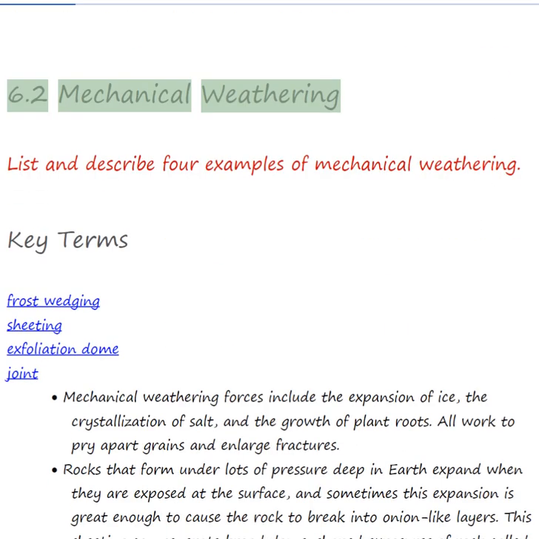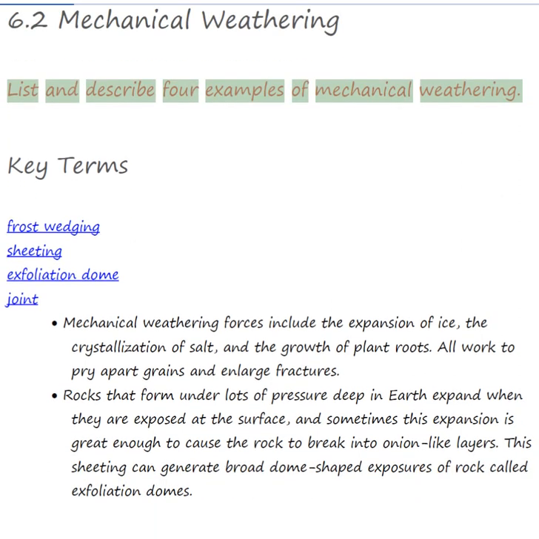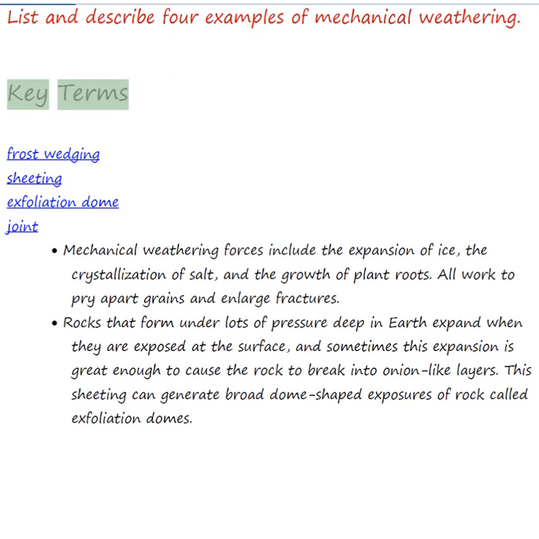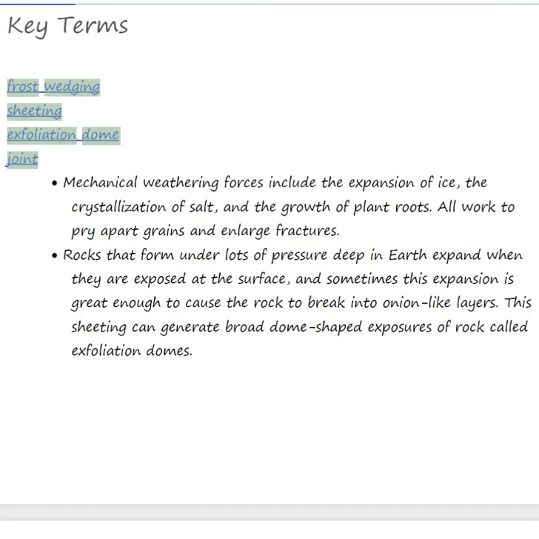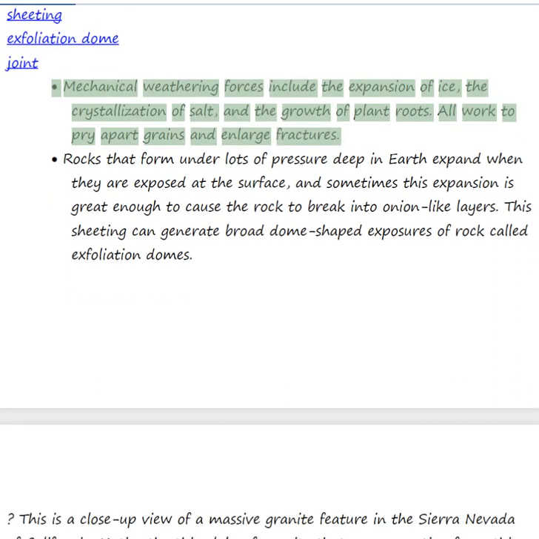6.2 Mechanical weathering. List and describe 4 examples of mechanical weathering. Key terms: frost wedging, sheeting, exfoliation, dome joint. Mechanical weathering forces include the expansion of ice, the crystallization of salt, and the growth of plant roots. All work to pry apart grains and enlarge fractures.